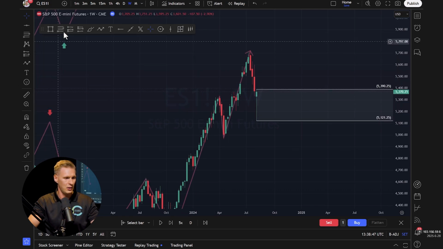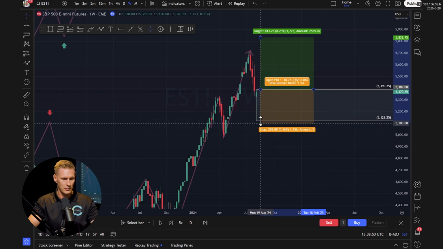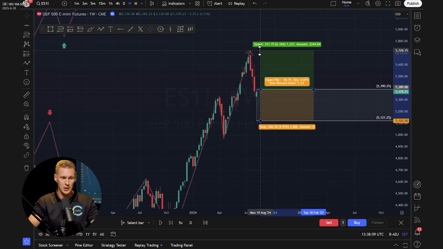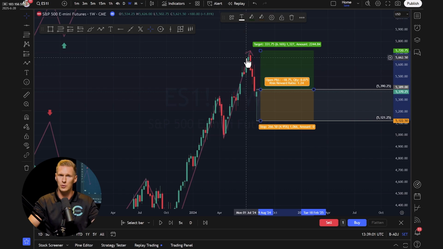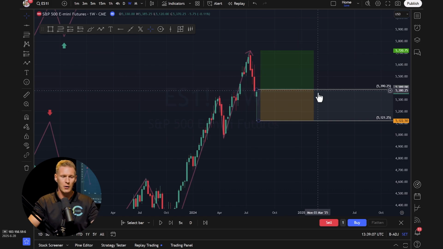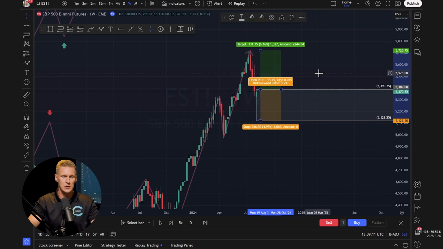Let me add the long tool. This is our long with entry opportunity 1, and the target here, of course, it makes sense to expect a lower low because it is an impulse trade. Risk to reward ratio is 1.24. How can we increase our risk to reward ratio?